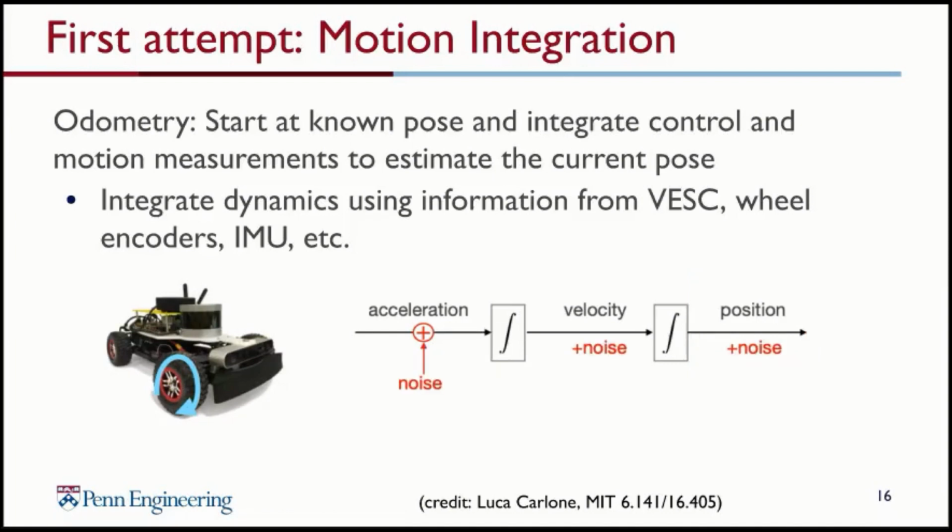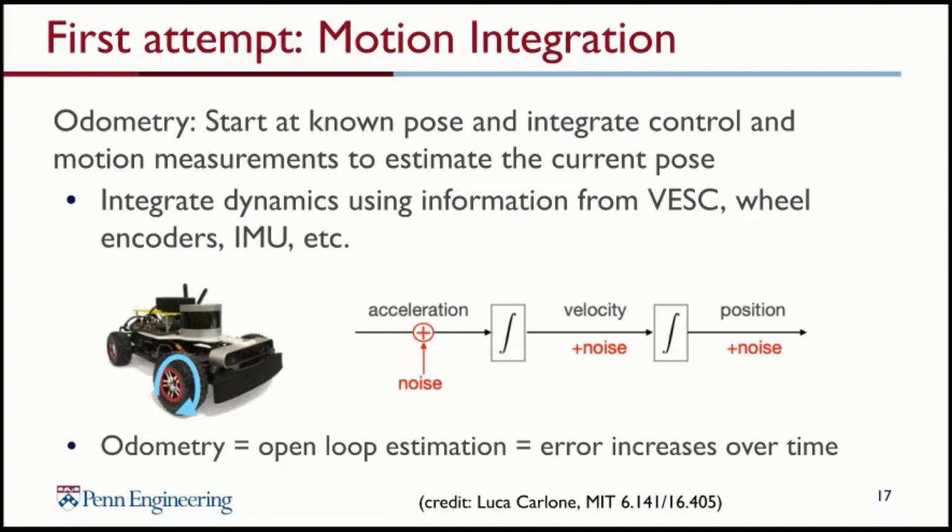The issue is that noise occurs at all stages of these measurements. And so there could be some error in the velocity measurement, for example. Perhaps the velocity is measured at 4.1 meters per second when it actually is 4.2 meters per second. In this case, the robot will have actually traveled farther than it has perceived.